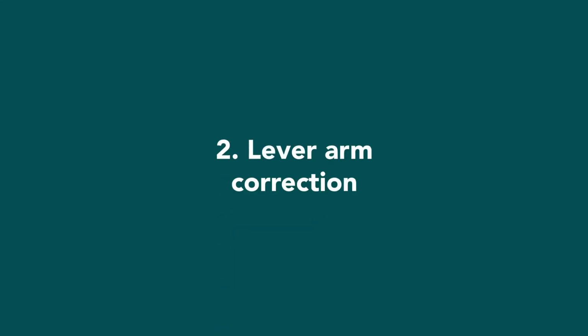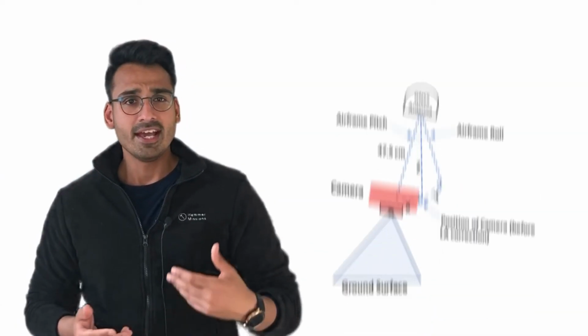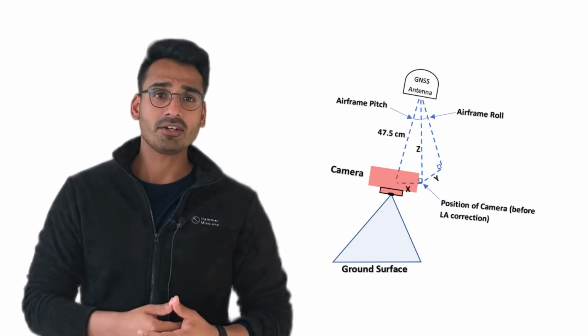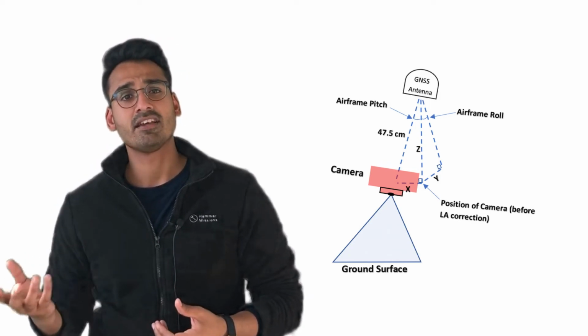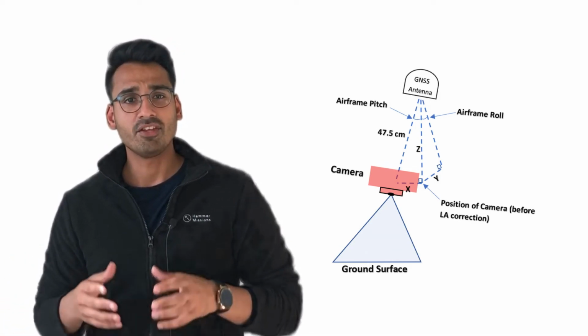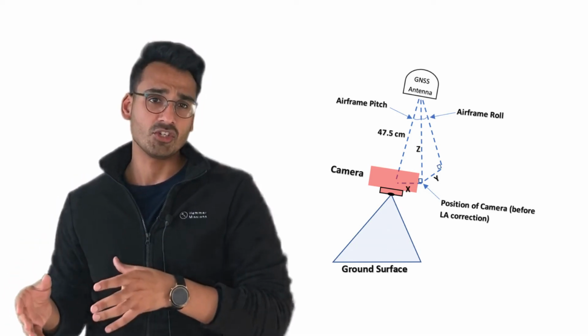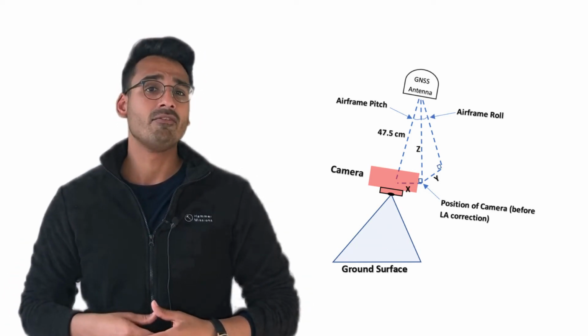Tip number two, lever arm correction. Lever arm correction, or lever arm offset as it's also known, is the distance measured between the RTK unit and the sensor or camera. If this is not correctly configured, it can have a dramatic effect on the data collection. If the offset is not set up correctly, it would cause issues with the accuracy of the geotagged images. So therefore, we definitely recommend learning more about lever arm correction and how that can help you.